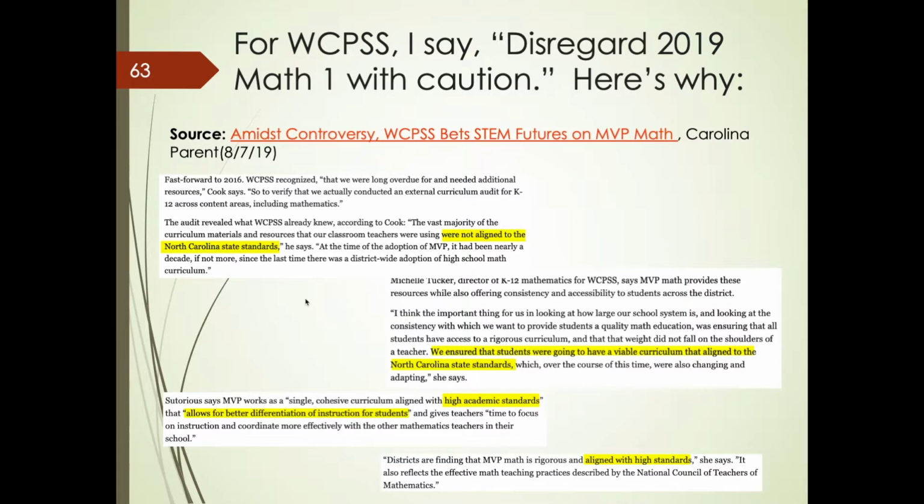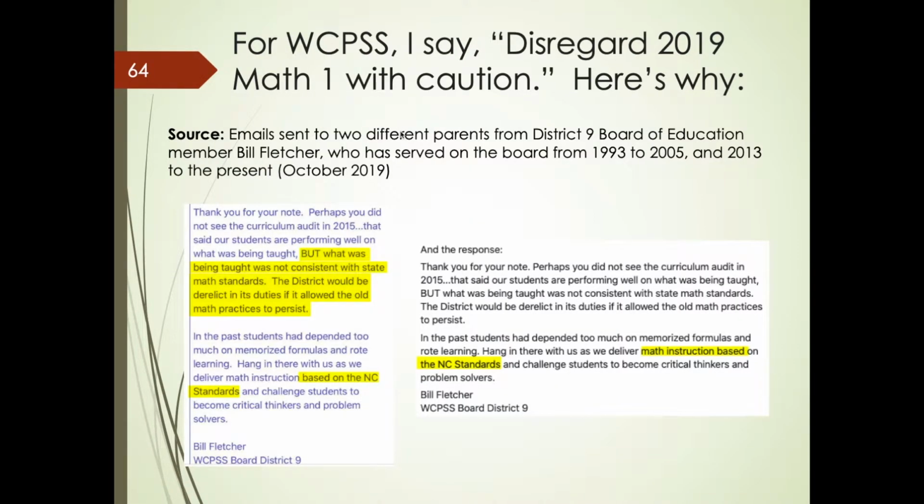Janet Sartorius, who is an MVP employee, says MVP works as a single cohesive curriculum aligned with high academic standards that allows for better differentiation of instruction for students. Additionally, districts are finding the MVP math is rigorous and aligned with high standards, she says. But that's not all. We even have something from this month.